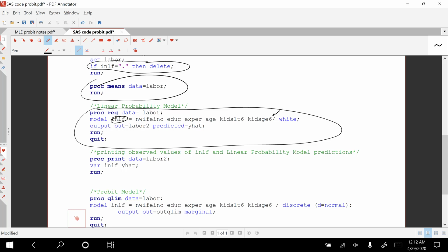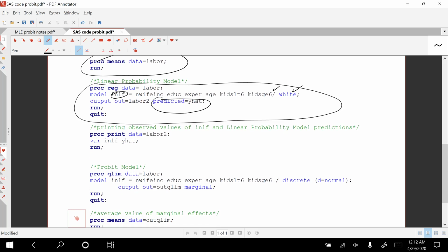So you are familiar with everything. I'm using the White heteroscedasticity-consistent covariance matrix, and I'm also getting the predicted values, y hat, in a file that I'm calling labor2. Okay, and then I'm going to be predicting the observed values of the dependent variable and also the predicted values. So let's look at that.